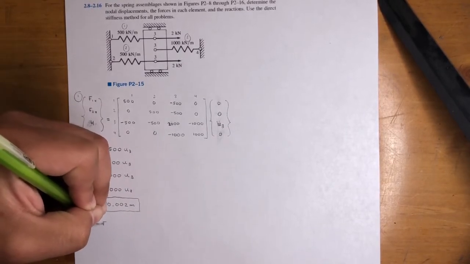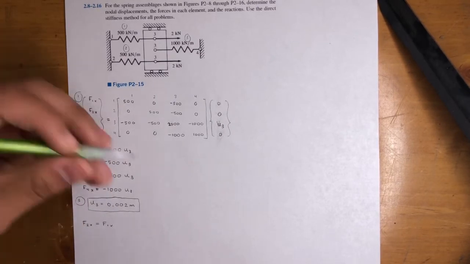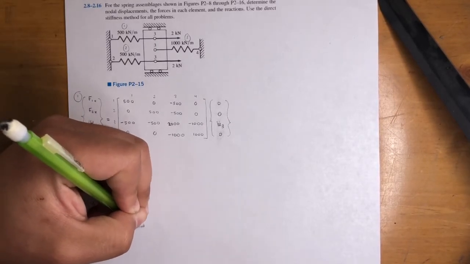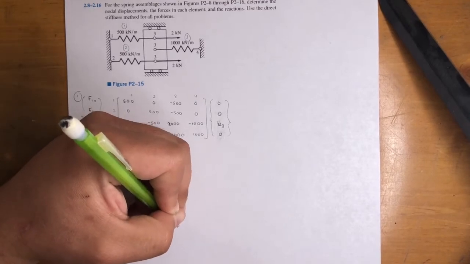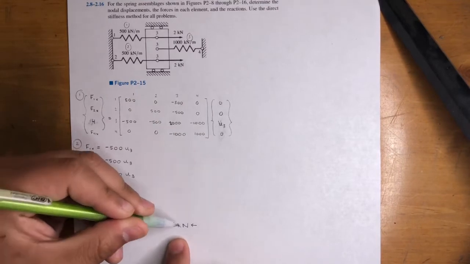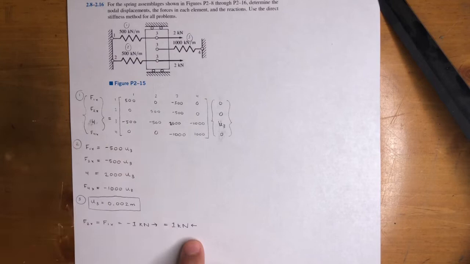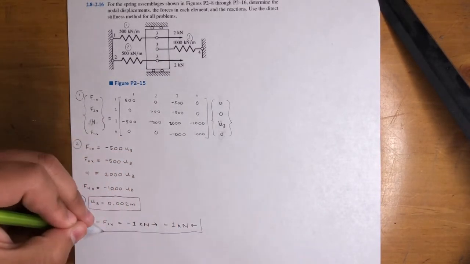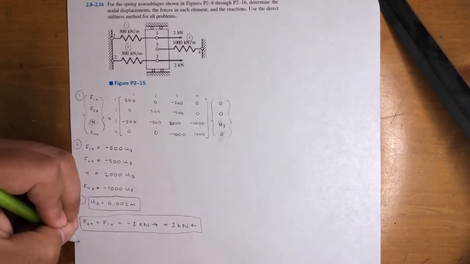Force 2x is equal to force 1x, right? They're the same. Negative 500 times this. And that is going to give you negative 1 kilonewton to the right, or 1 kilonewton to the left. Negative to the right is the same as left, positive. Does that make sense? Positive to the left, yeah. So that's the answer for force 1 and 2. Cool, we'll box it up.